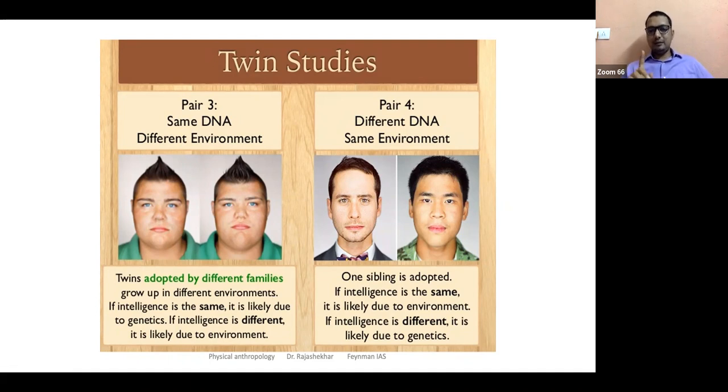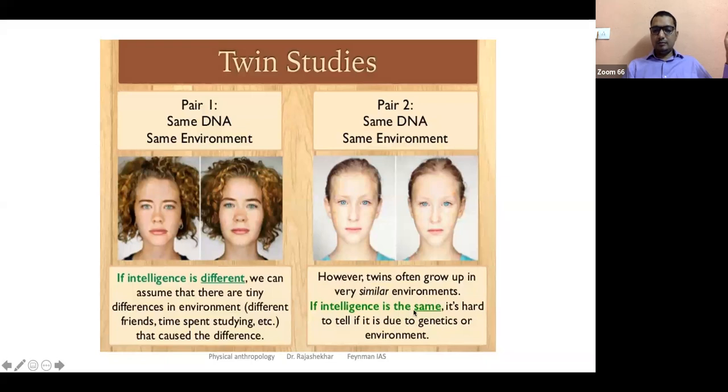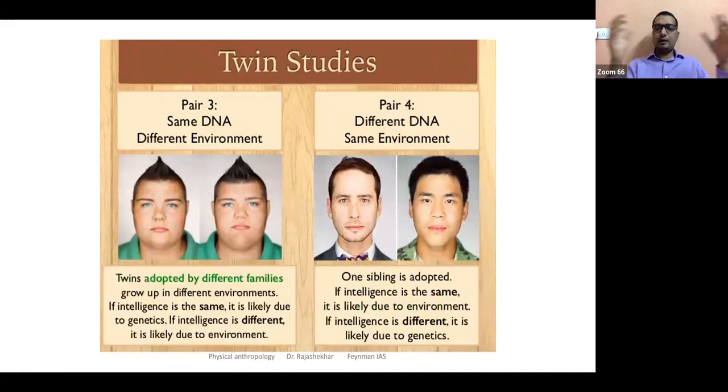If intelligence is the same, it is likely due to genetics, because they have been taken apart. In the previous case, I told you, if intelligence is the same, we don't know whether it is because of their DNA or because of their environment, because they also lived in the same environment. But what if you rear them apart, grow them apart, and still they have the same intelligence? What does that mean? It is mostly because of nature, correct? Can we say that with more confidence than the previous case? If they are grown in different families, in different environments, and they still show the same intelligence, it could be because of the same DNA.